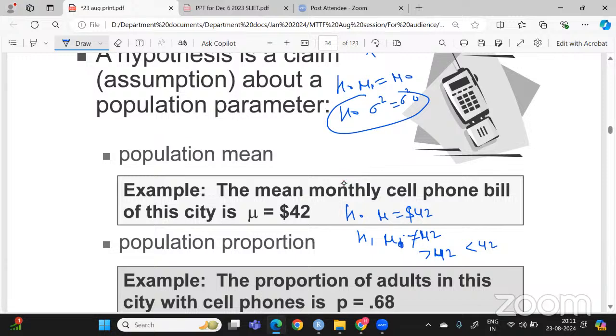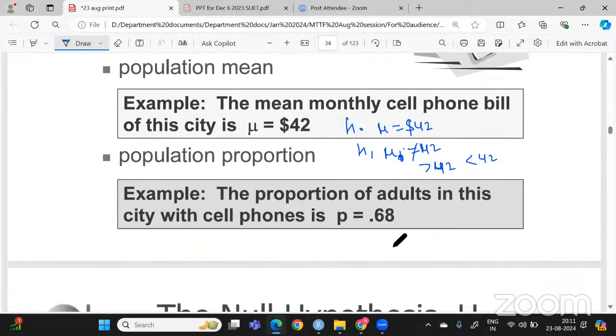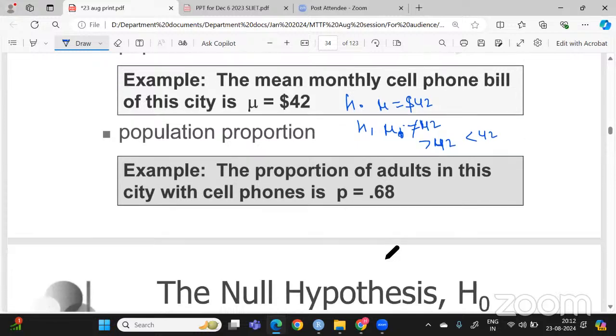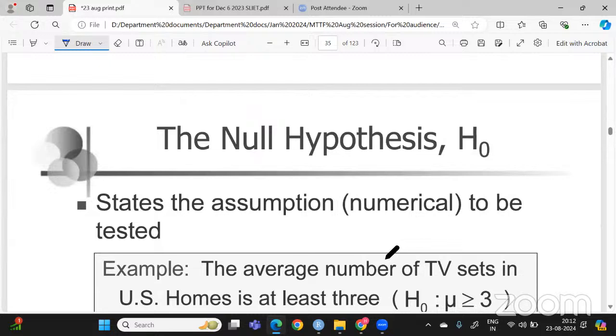Okay. So this is our null hypothesis. Similarly, the proportion of adults in the city with a cell phone is 68%. So what they are trying to say is that in the city, 68% of adults have cell phones. So we are just making a statement, and based upon the sample, we will conclude whether the statement is correct or incorrect. Whatever statement we give, that is called the null hypothesis.